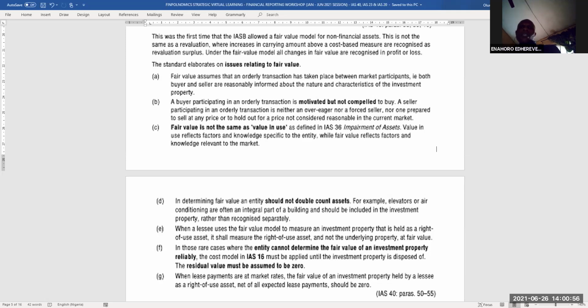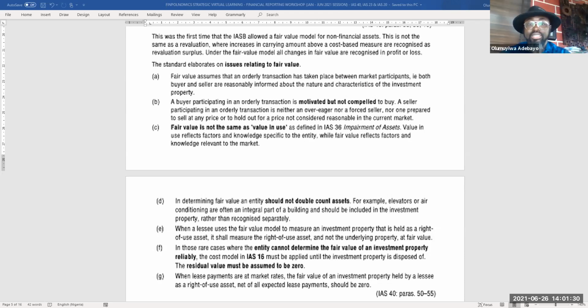F. In those rare cases where the entity cannot determine the fair value of an investment property reliably, the cost model in IAS 16 must be applied until the investment property is disposed of. The residual value must be assumed to be zero. When lease payments are at market rates, the fair value of an investment property held by a lessee as a right of use asset, net of expected lease payments, should be zero. IAS 40, paragraphs 50 to 55.